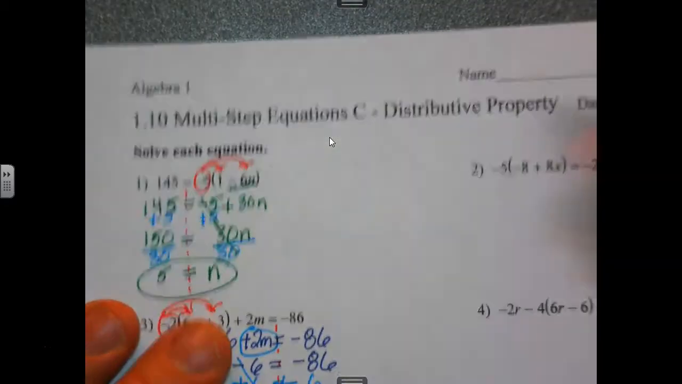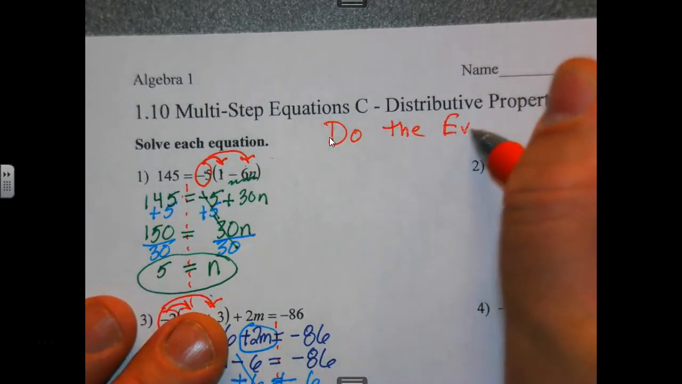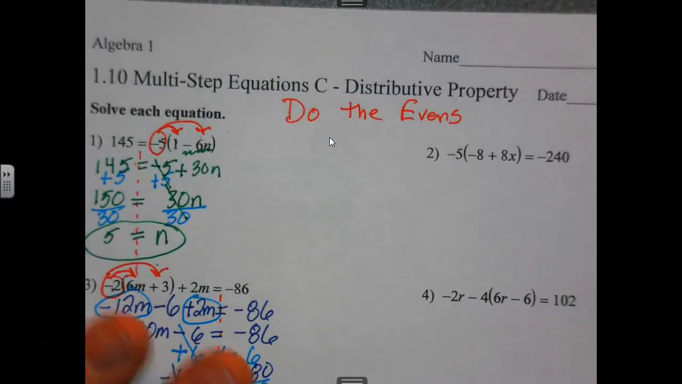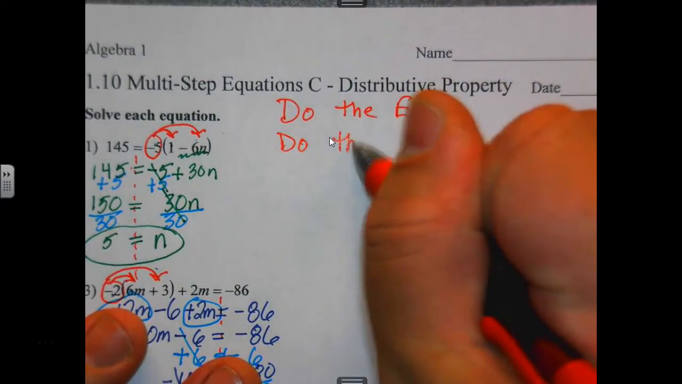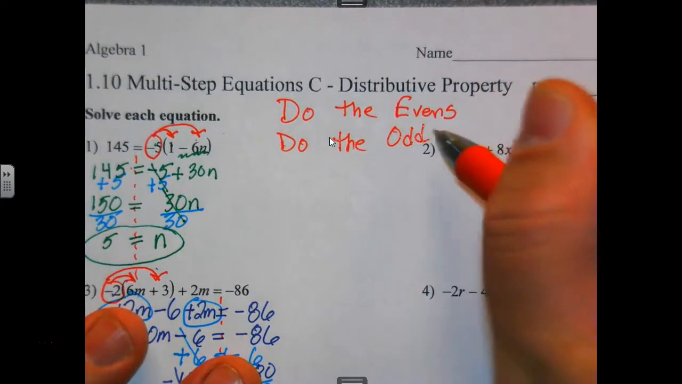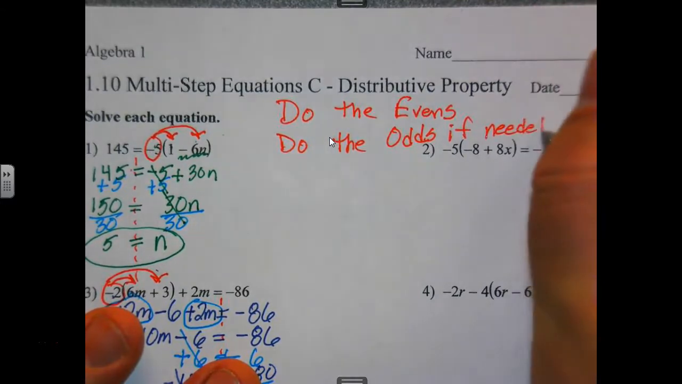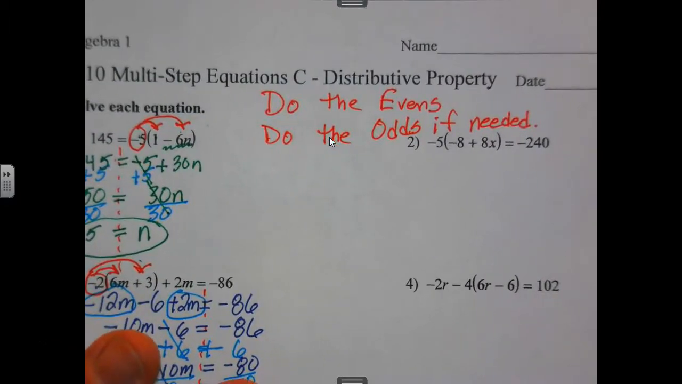Okay, so on this worksheet, I want you to do the evens. And if you're not a master at it, then do the odds. In other words, do the odds if needed. If necessary, if needed, if you feel like you need extra work, more practice, because you want to get an A on the test.